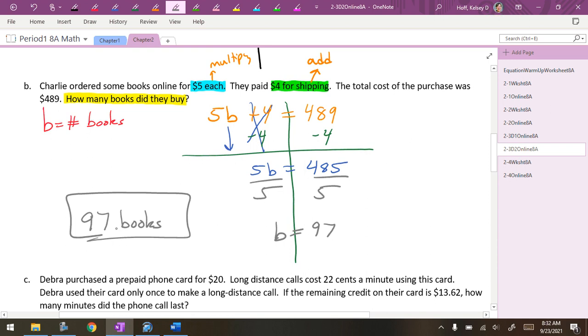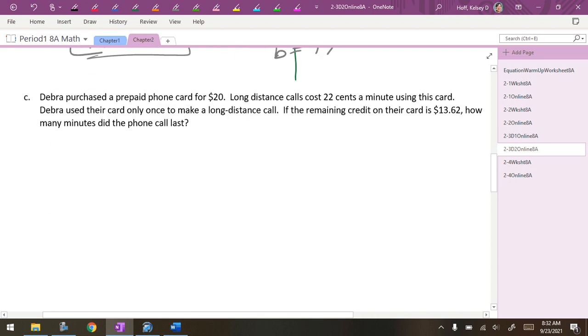Okay? Each or per tells you you're going to multiply. Discount's going to subtract. Shipping's going to add. All right?